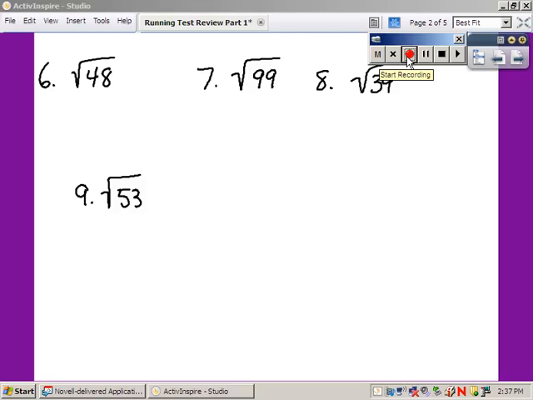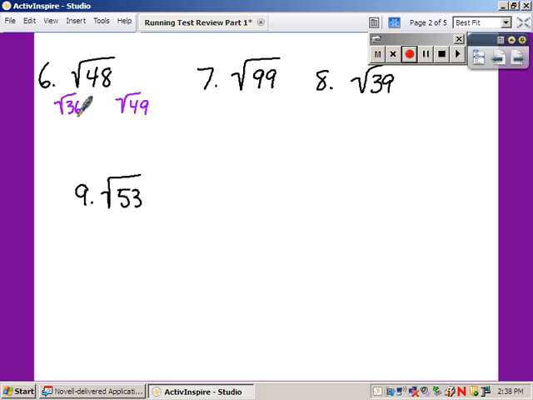Okay, these are estimating square roots. Estimating means you want to give a decimal answer, but you're not going to be allowed to use a calculator to do this. So for number 6, we want to do the square root of 48. We know the square root of 49 is 7. And the next lowest perfect square is 36, which would be 6. So what we're saying is that our answer to this will be somewhere in between 6 and 7.